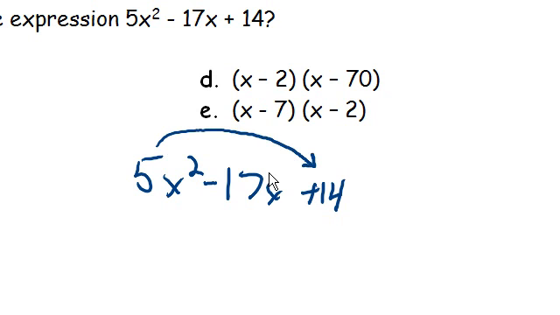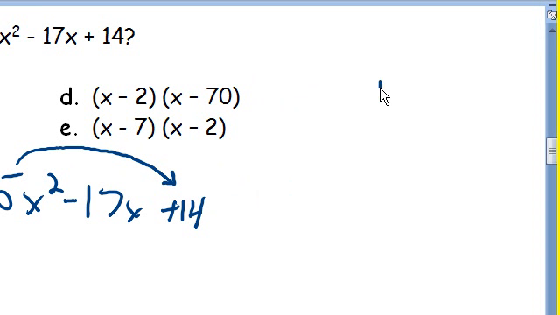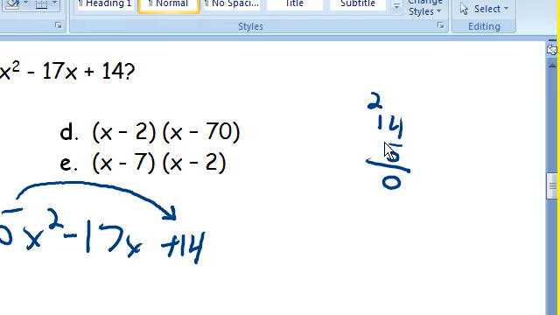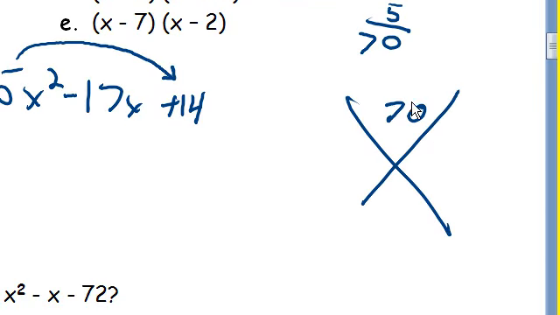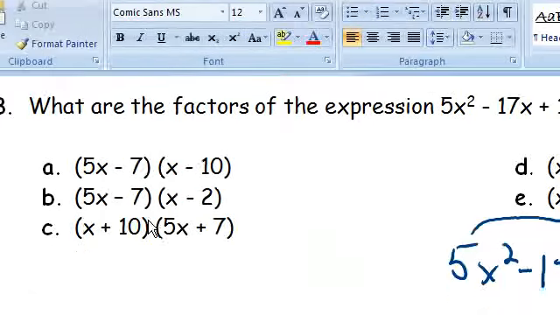5 times 14. I don't even, what is that? It's 120, 140, I think. Is that right? Let's see if I'm right. Oh goodness, I am not very smart. 5 times 14 is 70. So we need to figure out what factors of 70 add to negative 17.